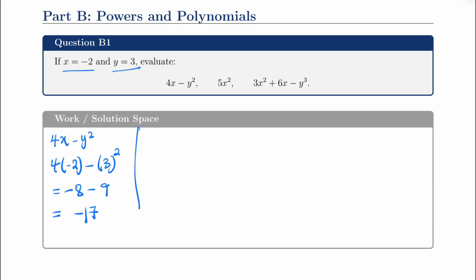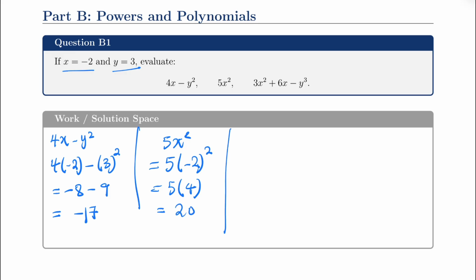What about the expression 5x squared? Okay, this becomes 5. Where there is x, I put -2 squared. You know that -2 squared is +4. Then 5 multiplied by +4 is 20.